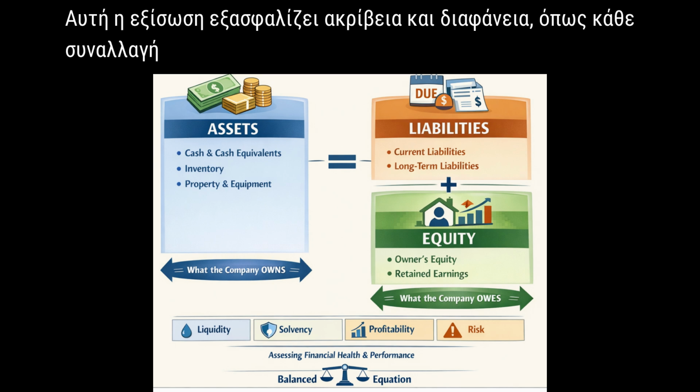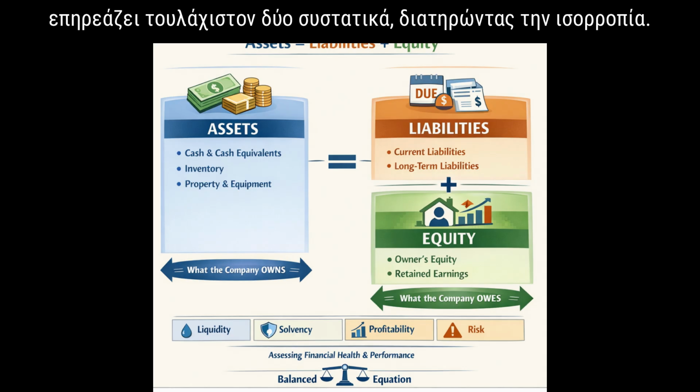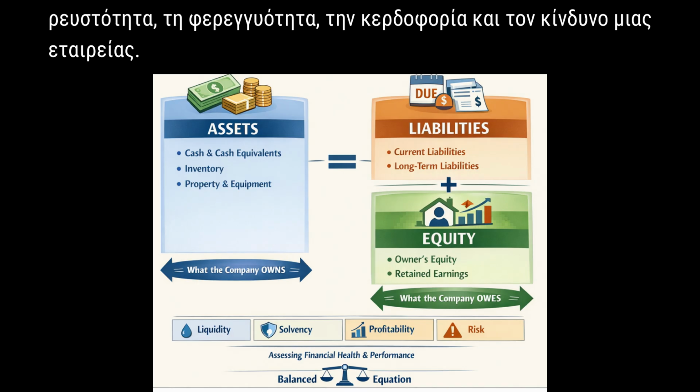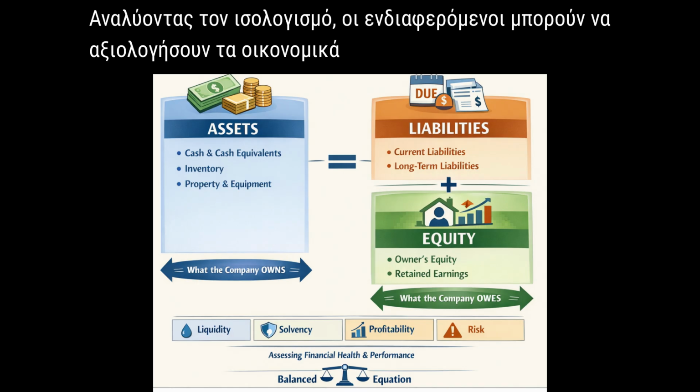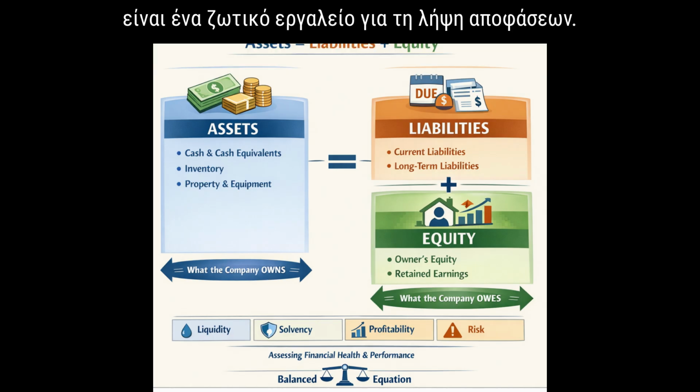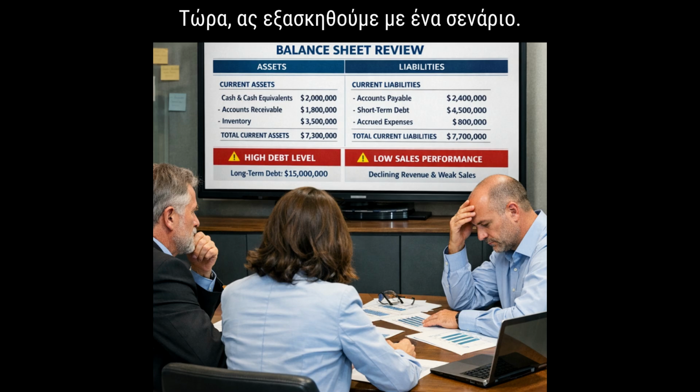This equation ensures accuracy and transparency, as every transaction impacts at least two components, maintaining balance. The interplay of these elements reveals critical insights into a company's liquidity, solvency, profitability, and risk. By analyzing the balance sheet, stakeholders can assess financial health, operational efficiency, and funding strategies, making it a vital tool for decision-making. Now, let's practice with a scenario.